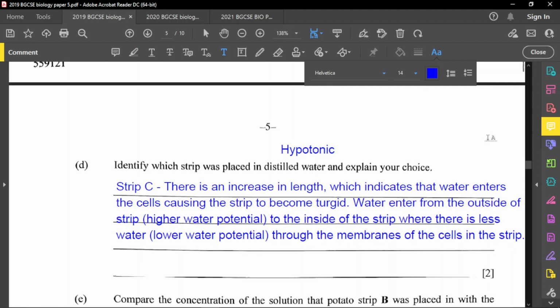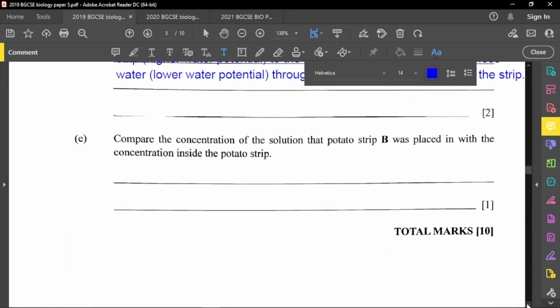But this is exactly what I mean in a hypotonic situation. Water moves from outside to the inside, causing the cell to increase in length, and that increase in length will cause the cell to become turgid. Also in that case, the cell membrane will move towards the cell wall, the vacuole will also increase, and the turgor pressure within the cell will also increase as well. All right, so the last part of this question, we said compare the concentration of the solution that potato B was placed in with the concentration inside the potato strip. And remember what B was.